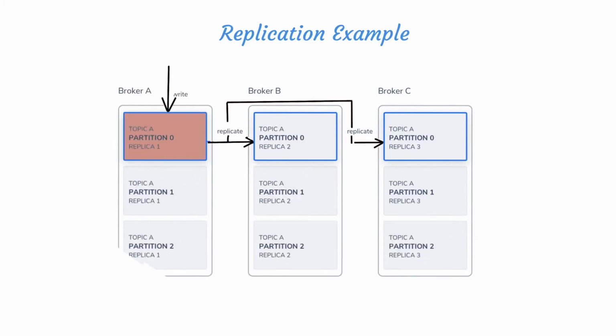So here's a replication example. Broker A is the leader, broker B and broker C are the followers. All new messages in the system start to replicate partitions from broker A to brokers B and C, as you can see in the picture. And it is going to be the same with partition 1 and partition 2.